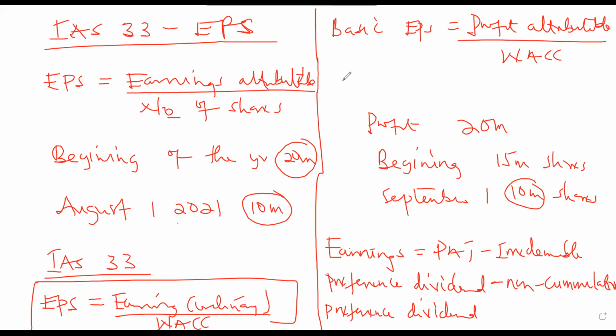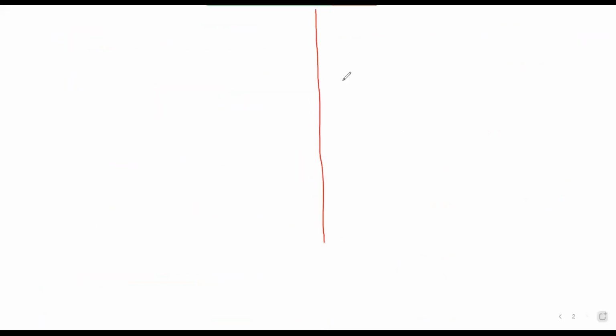We just time apportion the shares based on the contribution that they have made to the profits. That is all. This is for a single entity. Sometimes the question can ask you to calculate it for a parent company, or they will give you a consolidated financial statement and ask you to calculate earnings per share. The earnings per share will only be calculated for the parent company.